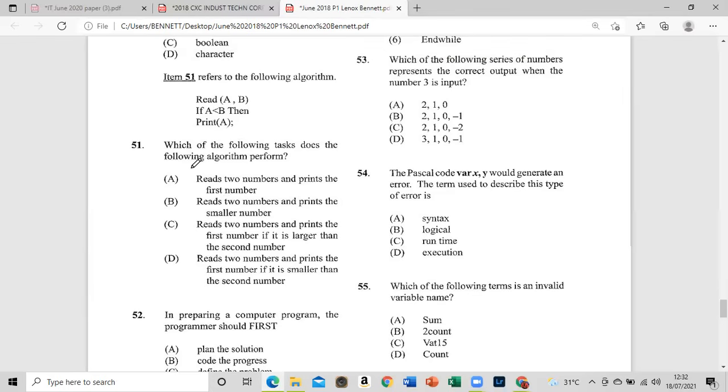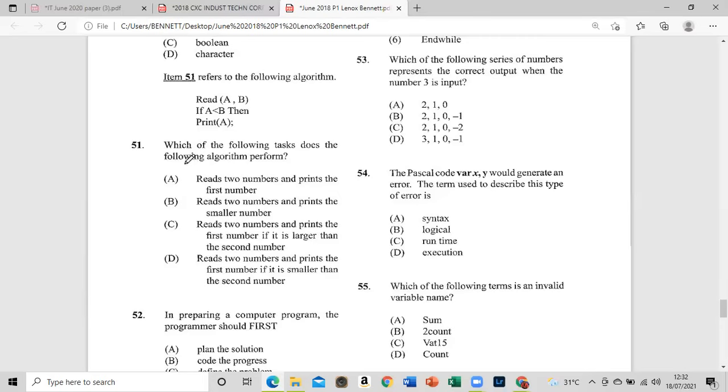Alright, so you can see it reads two numbers. Oh, this was on the 2020 paper. Is it reads two numbers and prints the first number? Or is it reads two numbers and prints the smaller number? Or is it reads two numbers and prints the first number if it is larger than the second number? Or is it reads two numbers and prints the first number if it is smaller than the second number?